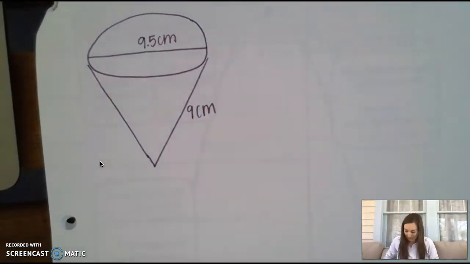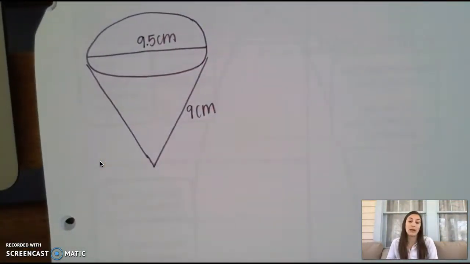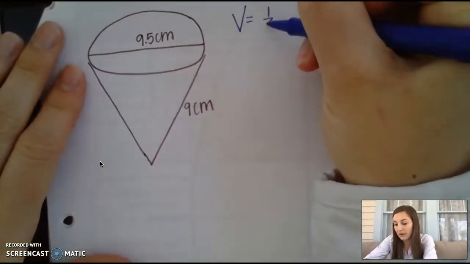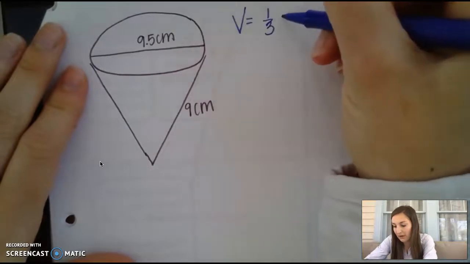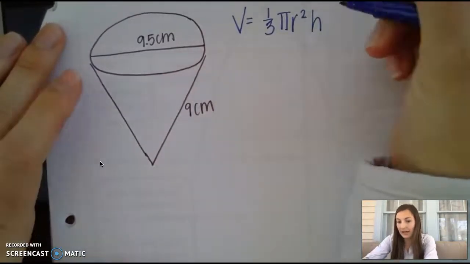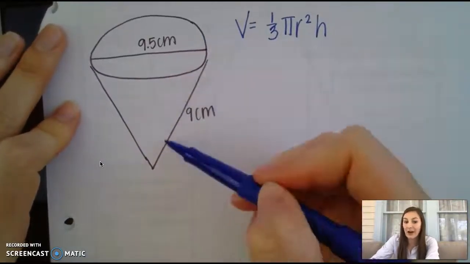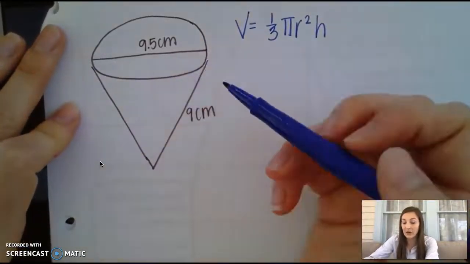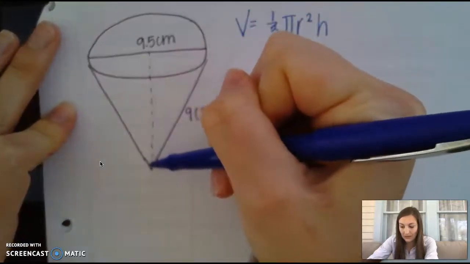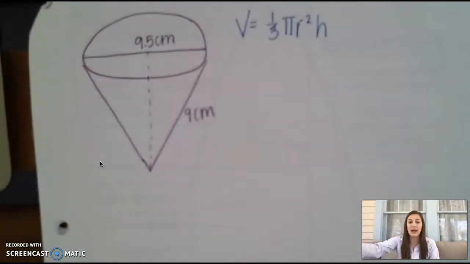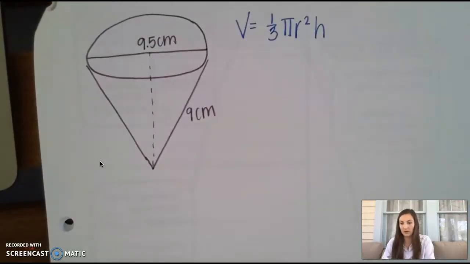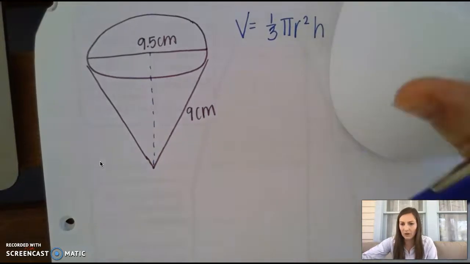But if you remember, for a cone, our volume is 1/3 the area of the base, which is pi r squared, times the height. Remember, 9 is not our height. 9 is our slant height or our lateral height. We need to find this dotted line right here. We need to figure out what the actual height is, how tall my little cone is right here. So I want to figure out how tall this is.